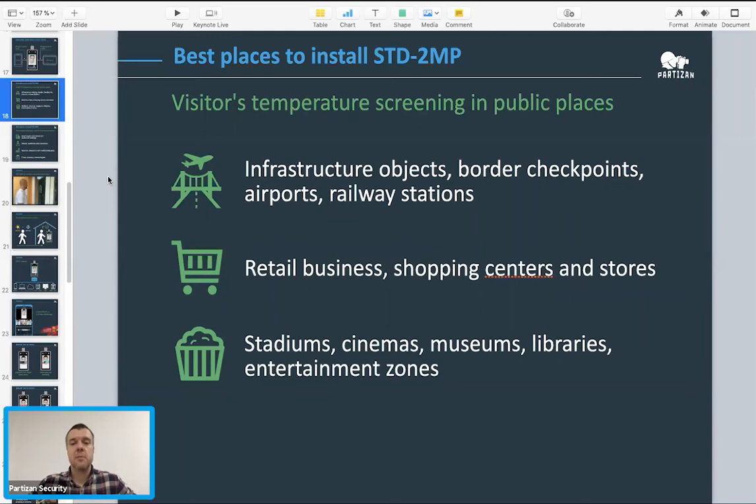Finally, stadiums, cinemas, museums. During the lockdown, of course, all those places are closed, but after the lockdown, if you're installing such a device in those places, it will help you to avoid, again, some people with a fever and some people without a face mask, and it can help other people who are coming to stay more healthy, at least at this time.